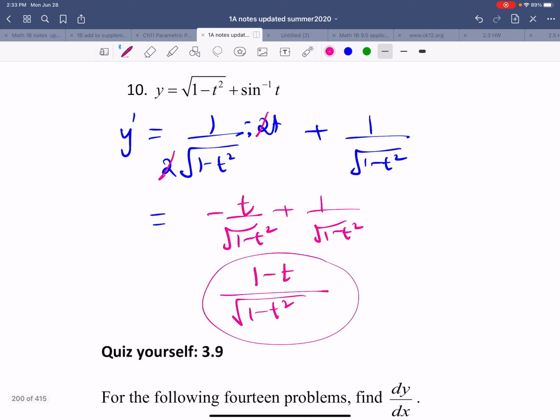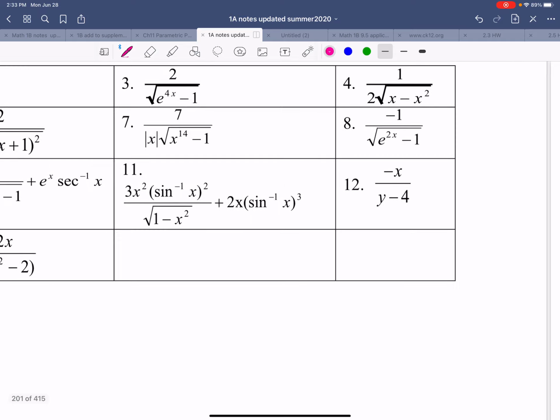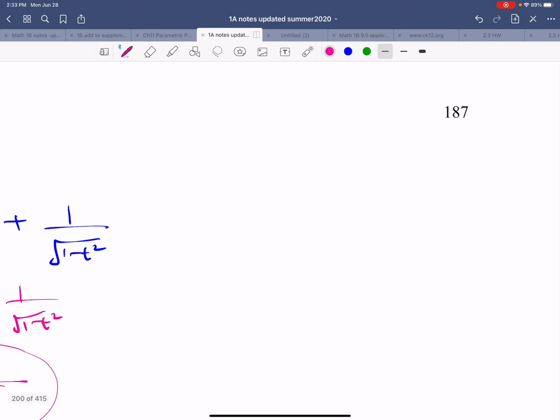And that would be all for derivatives of inverse trig functions.